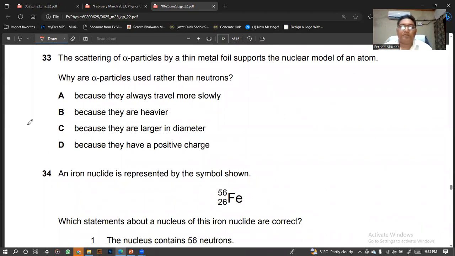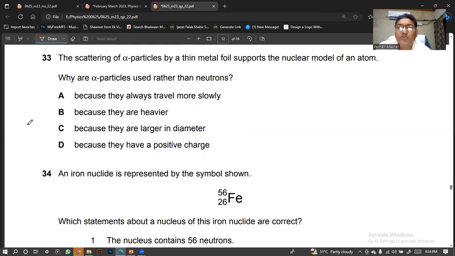Question 33. The scattering of alpha particles by a thin metal foil supports the nuclear model of an atom. Why are alpha particles used rather than neutrons? Because they always travel more slowly? No. Because they are heavier? Because they are larger in diameter? Because they have a positive charge? The mass of the neutrons and the alpha particles are comparable.